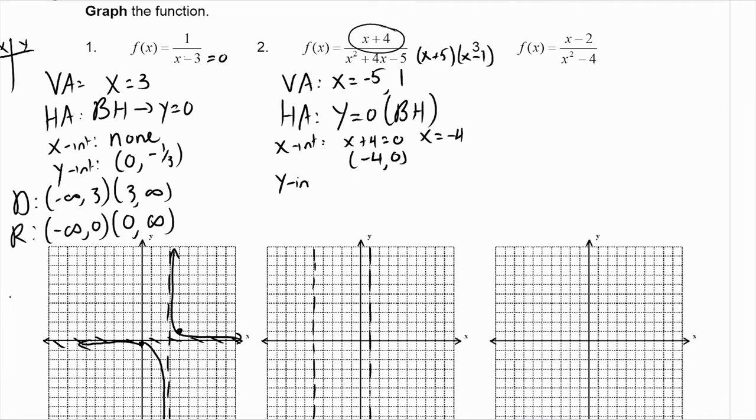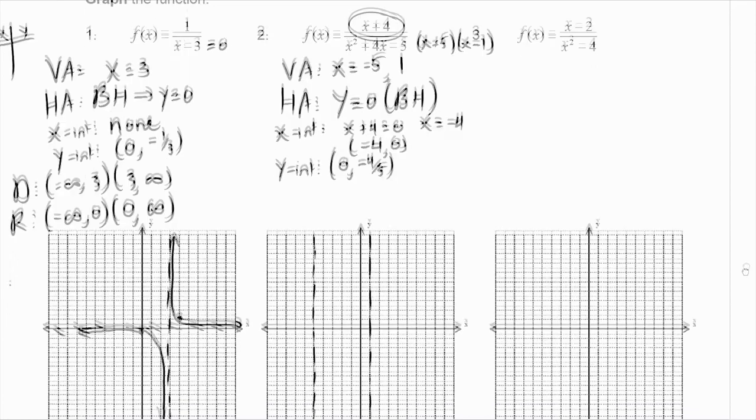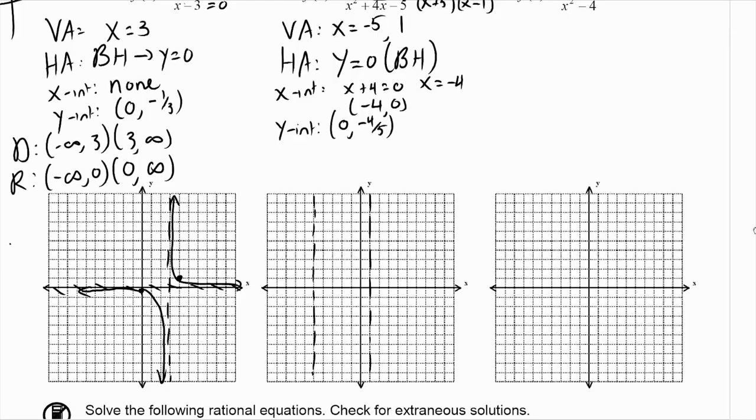For the y-intercept, make all the x values equal to 0. So you actually are left with 4 over negative 5. So it's going to be 0, negative 4 over 5. Another way of thinking about that is negative 0.8. Domain, range, let's not worry about that just yet.